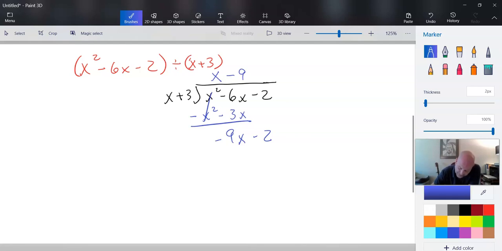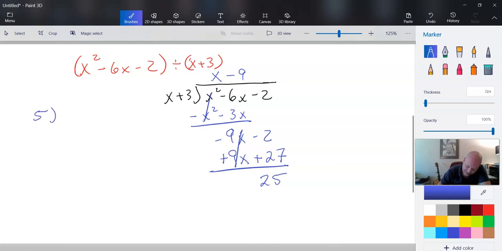So negative 9 times x is negative 9x, but I'm changing the sign. Negative 9 times 3 is negative 27, but I'm changing the sign. And now if I add down, the 9x's cancel, but here I end up with 25 as a remainder. And so the question is, what do you do with the remainder? Well, it's the same thing you do with regular numbers.